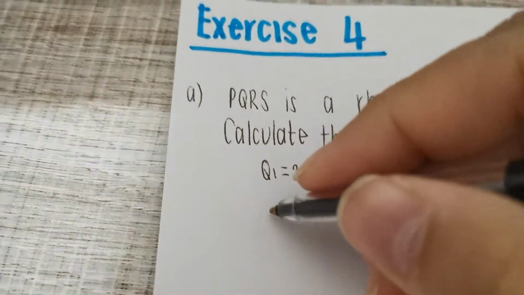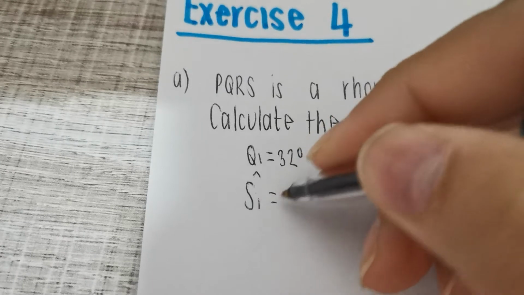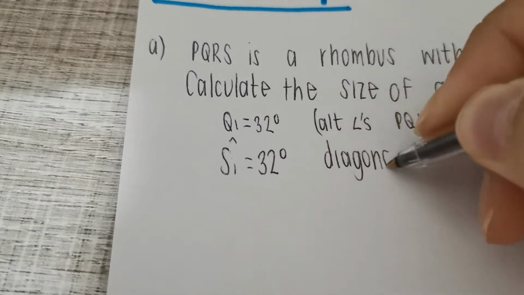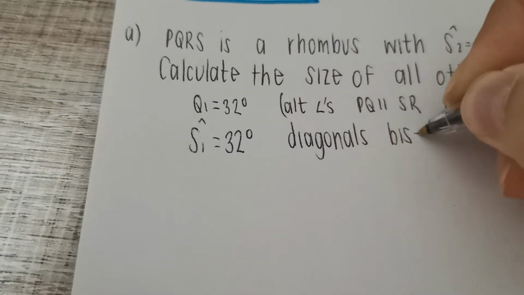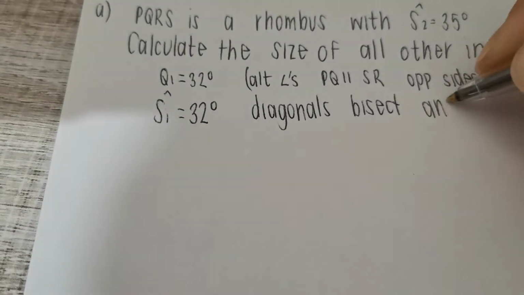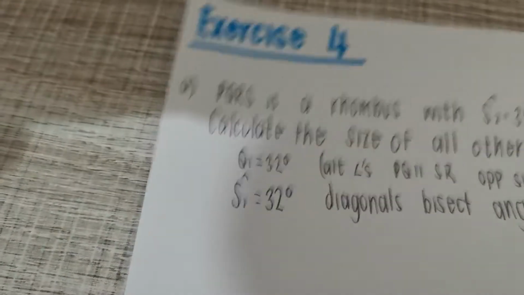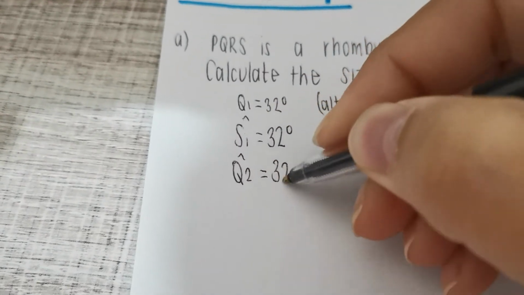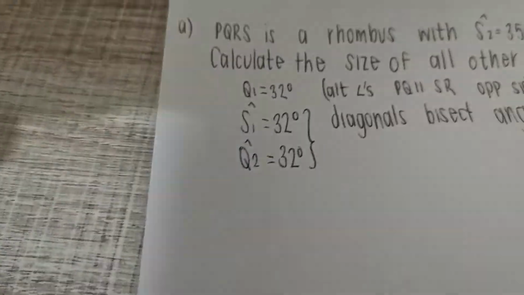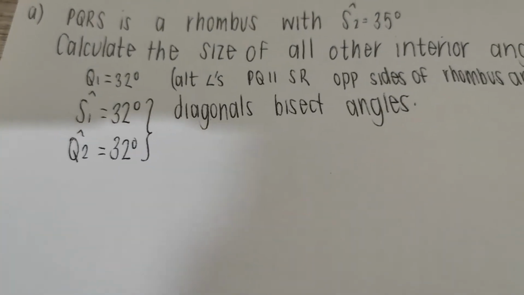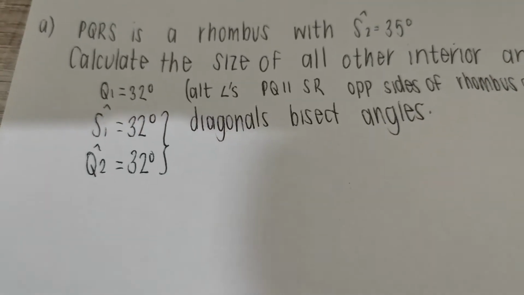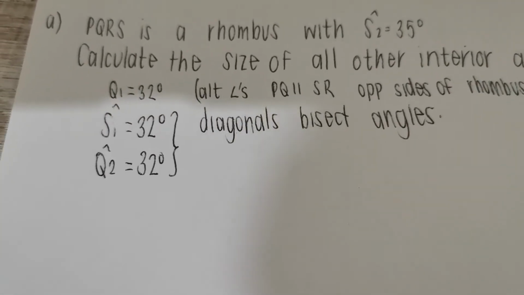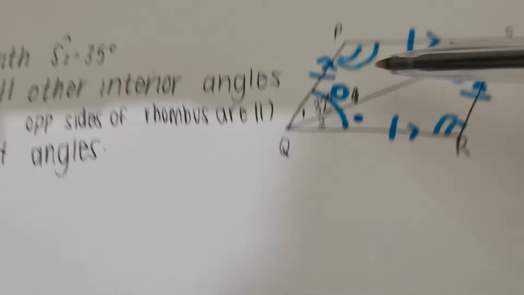Both of these are using the exact same reason. That's why I've put it together, for the same reason. You can write out the reason twice if you want, or you could even use Q2 with the alternate angles reason. Now we need to figure out P and R.